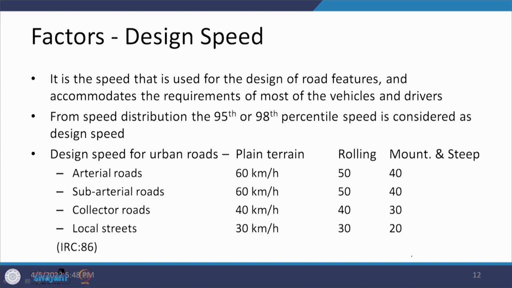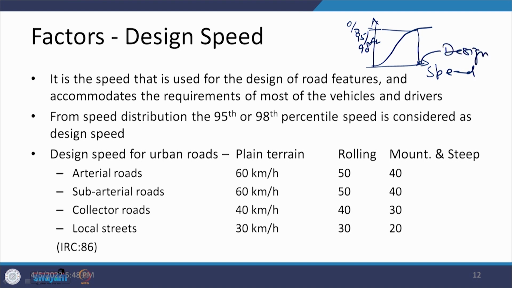So, when you talk about this particular data and when we try to plot it, you may have the data plotted in terms of the speed on the x axis and the percentage of the vehicles moving at that speed, and you plot an S curve. From there, if you find out a value at the 95th or 98th percentile, then this value is going to be considered as the design speed.